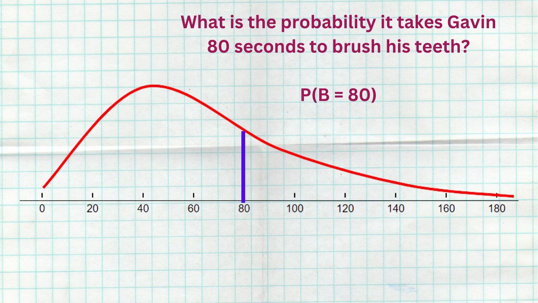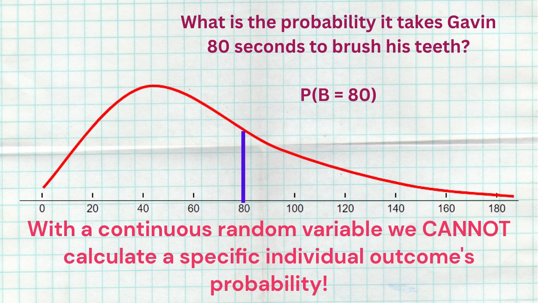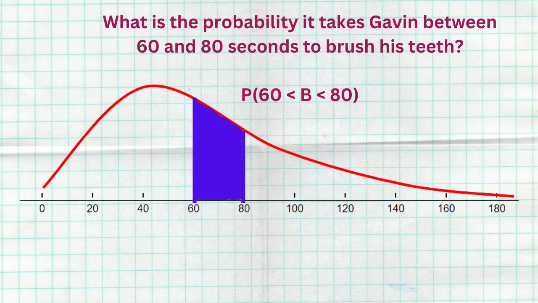Remember what we said. Unfortunately, with a continuous random variable, we cannot calculate a specific outcome. A specific outcome like exactly 80 seconds, we cannot calculate. But what we can calculate is an interval of outcomes. So if we said, what is the probability that it takes Gavin between 60 and 80 seconds to brush his teeth, we can answer that question. So what we do is we look at 60 to 80 on our number line and we shade in the area between.